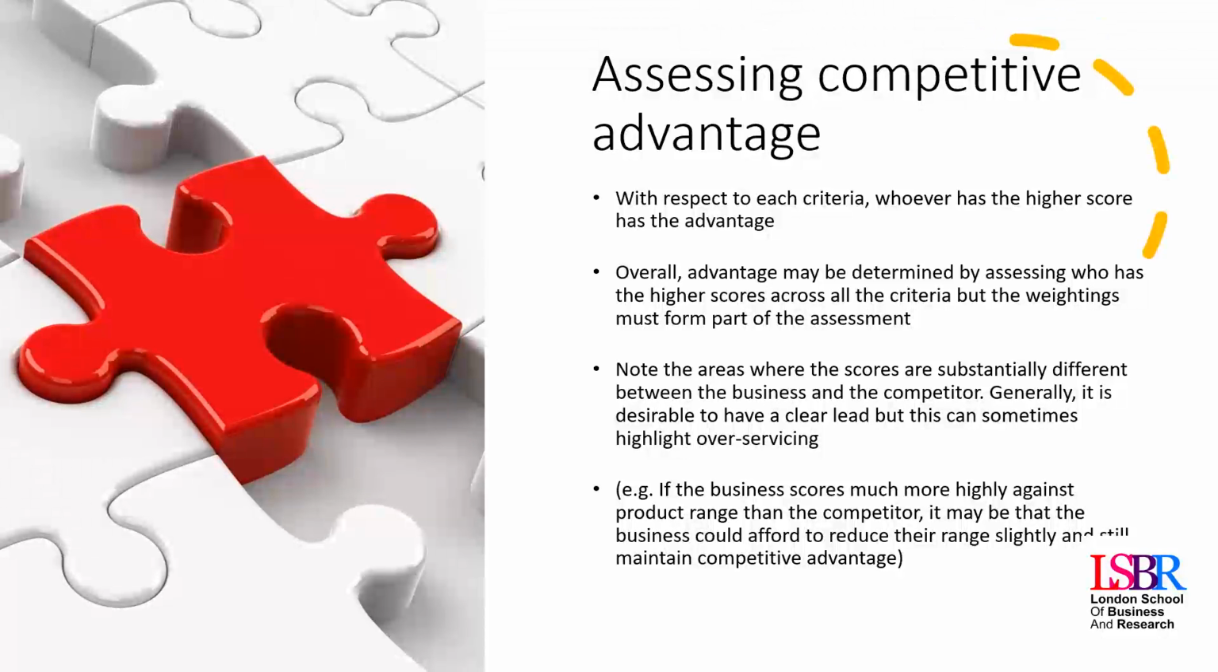And I've given you an example there. So for example, if the business scores much higher against a product range than a competitor, then it may be that the business could afford to reduce their range ever so slightly, and it would still keep competitive advantage. So again, you don't know the extent to which you hold competitive advantage. Maybe by reducing your product range by 1 or 2 products, you might still have competitive advantage. So again, what you don't want to be doing is spending more money providing additional products or services that may or may not otherwise be required.